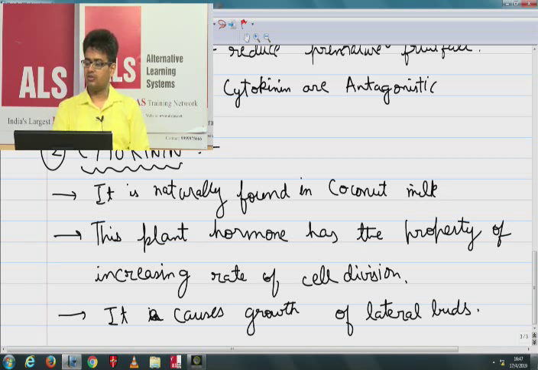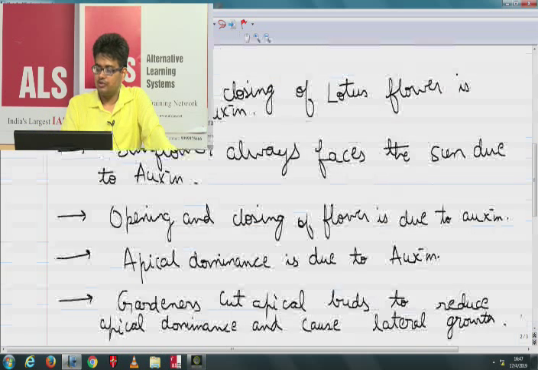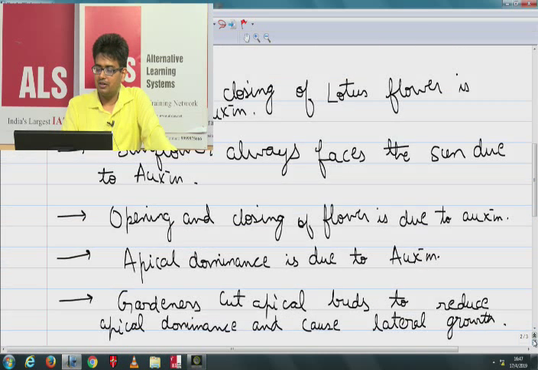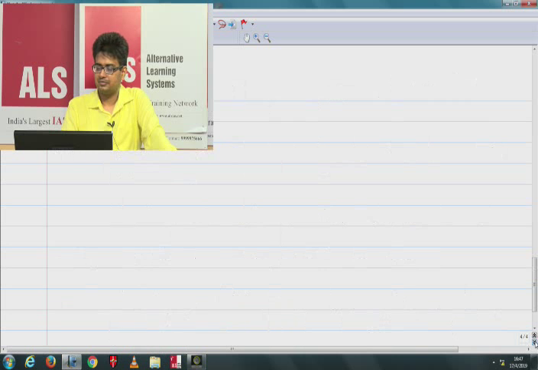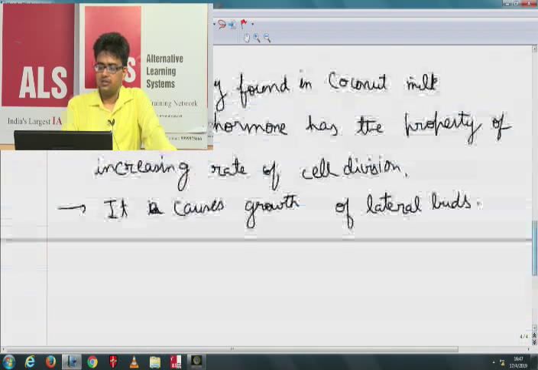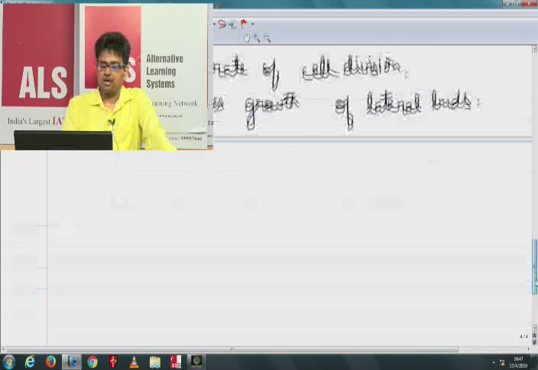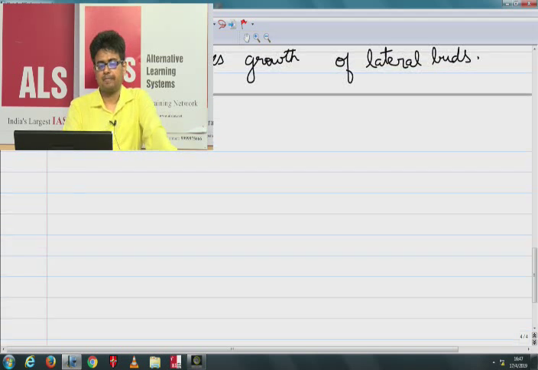But please don't spray coconut milk directly. Mix it with some amount of water, otherwise ants and a lot of other insects will come on the plant and start feeding on the coconut milk. You will get negative results. So a small concentration is required. Do not spray a whole coconut on a plant, okay? Don't do that. So it causes growth of lateral buds.